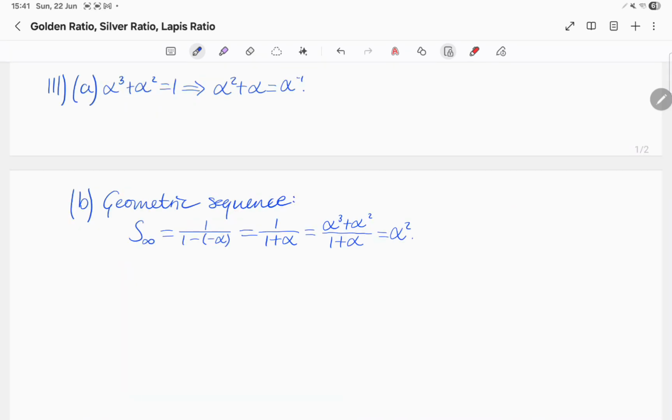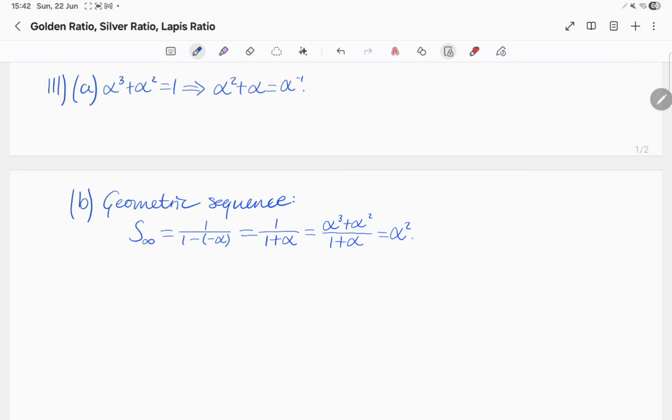Now, we can move on to part 3. For alpha to the -1, we will divide the original equation by alpha to get alpha squared plus alpha is equal to alpha to the -1. Now we'll move on to part B.